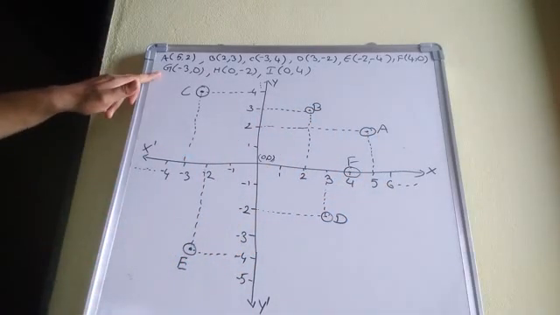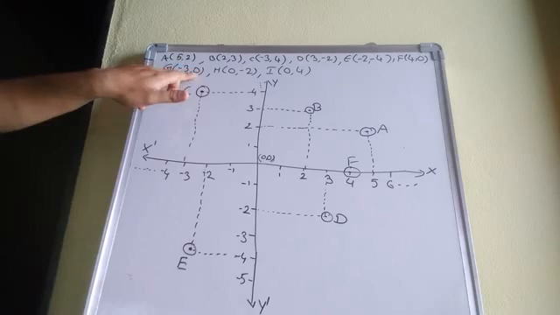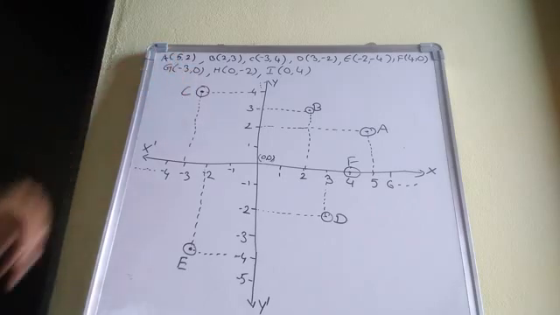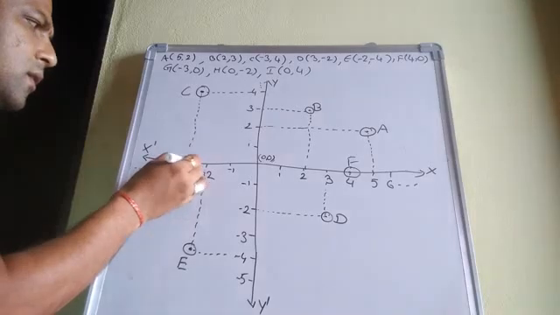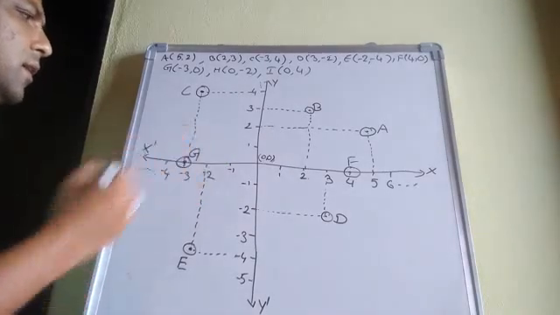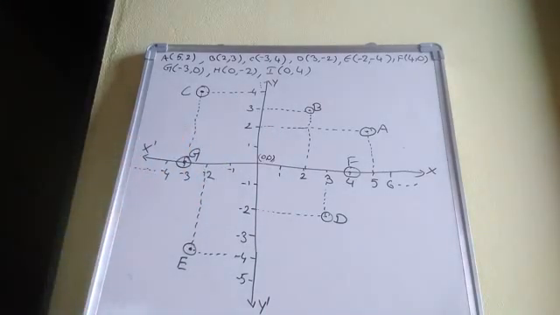Next, what is point G? x is -3 and y is 0. Since y is 0, it lies on the x-axis. So this point is G.